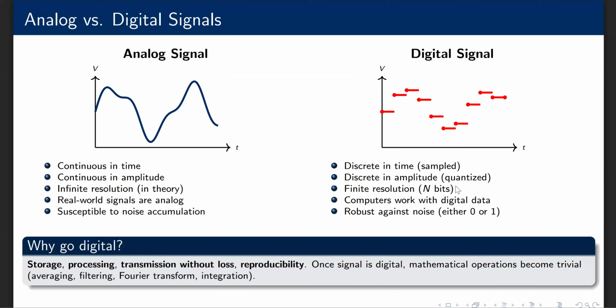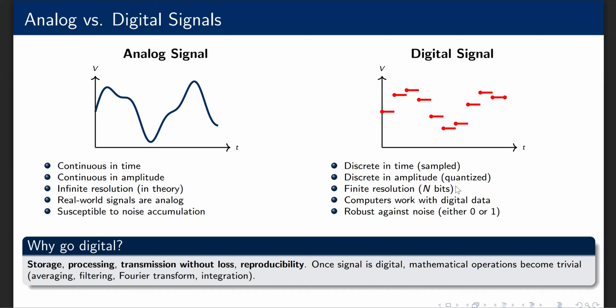So here we have the analog to digital signal comparison. On the left, we have an analog signal. It's continuous in time. It has value at every instant, and it's continuous in amplitude. You can take any value within its range. In principle, analog signals have infinite resolution. Real-world physical and chemical phenomena produce analog signals naturally. But the analog has downsides. Every time you copy or transmit an analog signal, noise accumulates. That's why old photocopies of photocopies get fuzzy, or why old cassette tape recordings degrade.